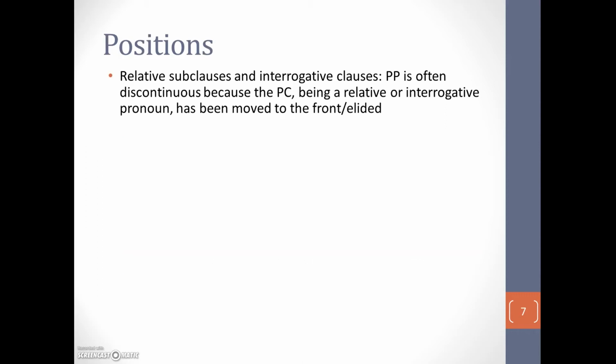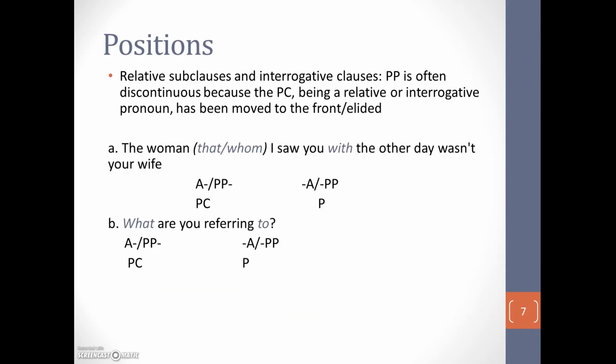Now, you should note that in relative subclauses and in interrogative clauses, the preposition phrase is often discontinuous. And this is because the prepositional complement, being a relative or interrogative pronoun, has been moved to the front or perhaps even elided altogether, that means deleted. And this often happens in relative clauses. Let's look at some examples.